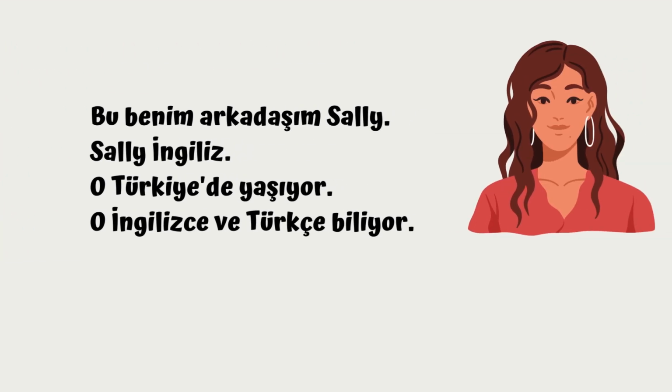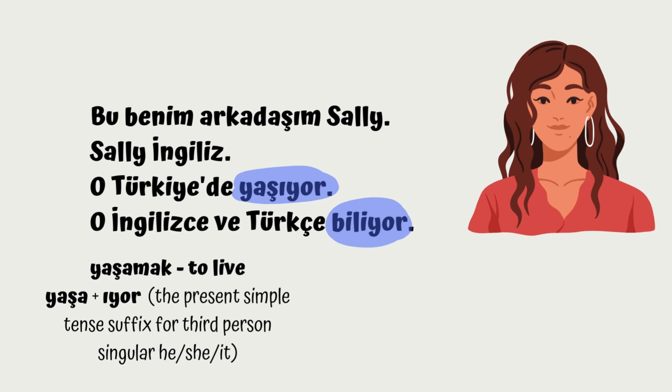Okay, now let's take a look at the last two sentences. O Türkiye'de yaşıyor. O İngilizce ve Türkçe biliyor. So I'm going to draw your attention to the ending. Yaşıyor, biliyor. Okay, yaşıyor comes from yaşamak. It's a verb. It means to live. And if I put that into a present simple tense for he, she, it, then it becomes yaşıyor. So I drop the ak, I put ıyor, which is present simple tense ending.